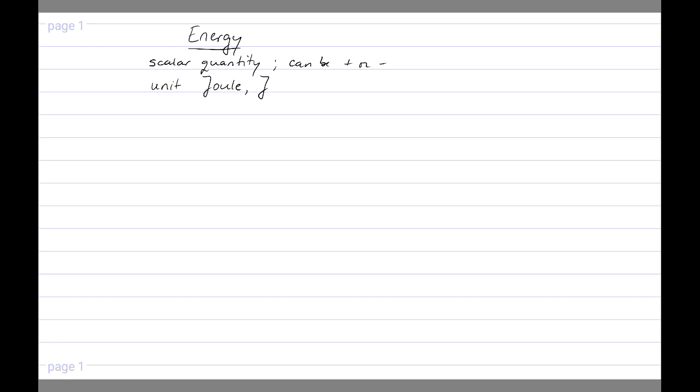So some forms of energy that we will discuss are kinetic energy. So kinetic, just like kinematic, has to do with motion. So kinetic energy is the energy that an object has in motion. And the symbol for that is K, or sometimes T or KE. We'll just use K. Then there is potential energy.